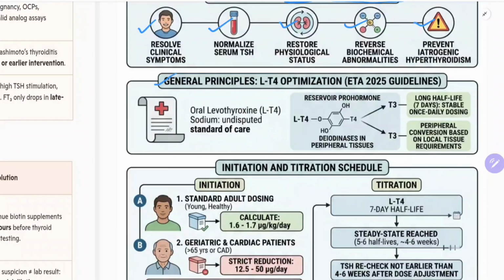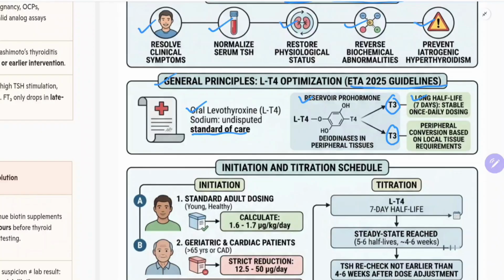General principles. LT4 optimization, European Thyroid Association 2025 guidelines. Oral levothyroxine, LT4, is recommended as the undisputed standard of care. It is a reservoir prohormone. It is activated to T3 in the peripheral tissues. It has a long half-life of 7 days. So stable once daily dosing is possible, and it is peripherally converted to T3, whereas T3 has a low half-life.